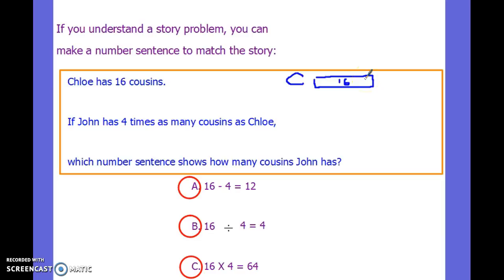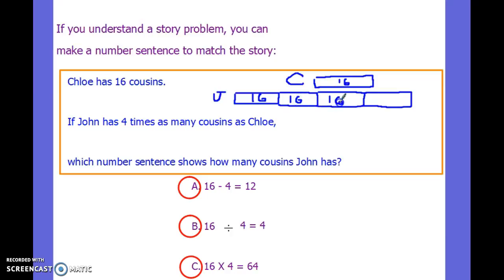She's the one person that represents one group. However, John is the other person in this story problem, and he has 4 times as many cousins as Chloe does, which means that's not just one group. It's not just 2 groups or 3, but it is 4 groups of cousins. That would be 16 cousins in each group.